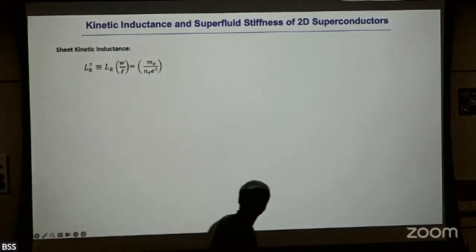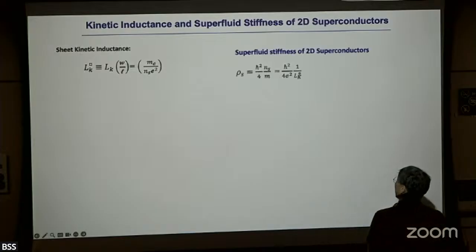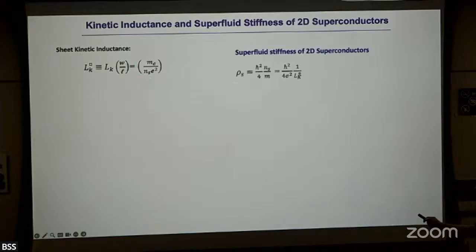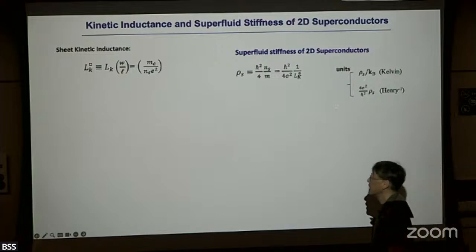So kinetic inductance is something that we use to measure this. The relation between kinetic inductance and the superfluid stiffness is actually inverse, as you see here. You can write the superfluid stiffness in terms of energies, divided by the Boltzmann constant, so I can use Kelvin as a unit. Or, on the more engineering side, sometimes it is quoted as inverse Henry, explicitly showing the kinetic inductance.